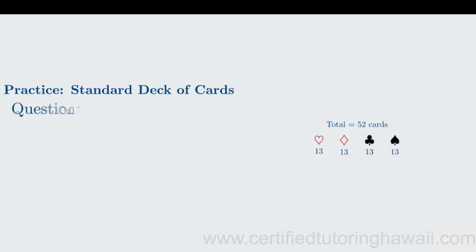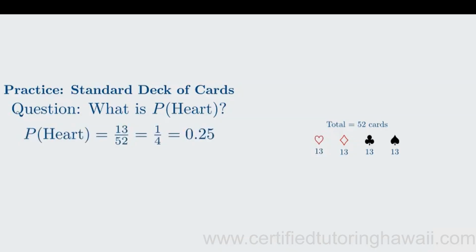Let's apply everything we have learned to a slightly more complex example using a standard deck of 52 playing cards. In a standard deck, there are 52 cards. Each card is a unique outcome, and if we shuffle well, each outcome is equally likely. First, let's find the probability of picking a heart. Since there are 13 hearts in a deck of 52, the probability P of heart is 13 divided by 52. This simplifies to 1/4, or 0.25.